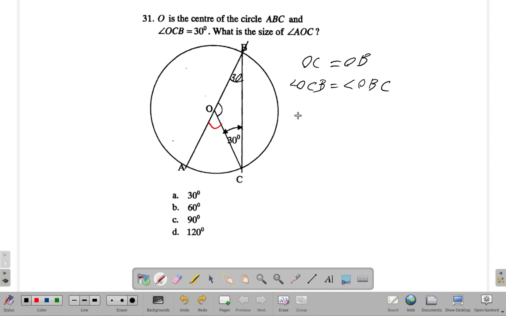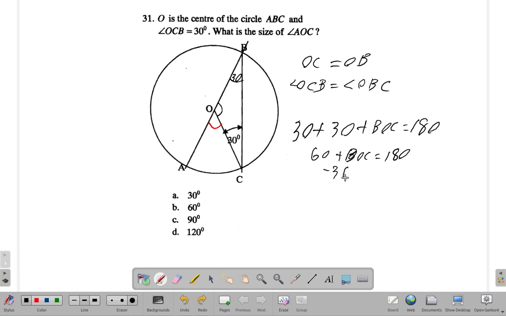Now, I know that this angle OCB, which is 30, plus this angle OBC, which is also 30, plus the angle BOC, all add up to 180 degrees. So let's simplify this. 30 and 30 is 60, so 60 plus BOC is 180. If I subtract 60 from both sides, 60 minus 60 is 0, so I have BOC equal. But if I subtract 60 from the left, I should subtract 60 from the right. 180 minus 60 is 120 degrees. So BOC is 120 degrees.